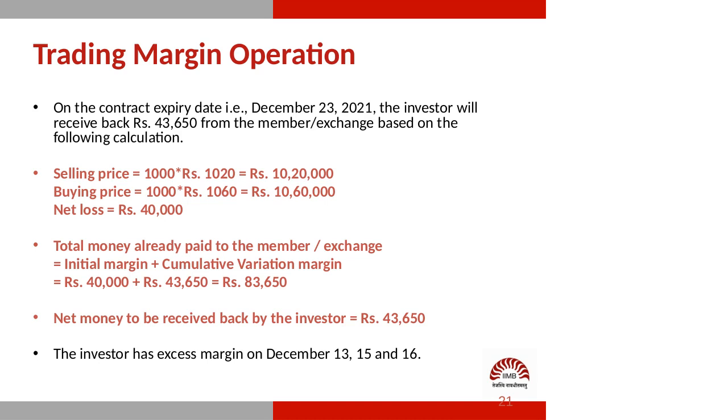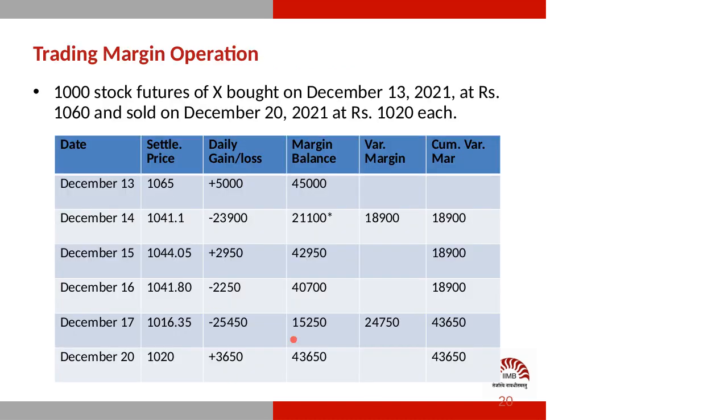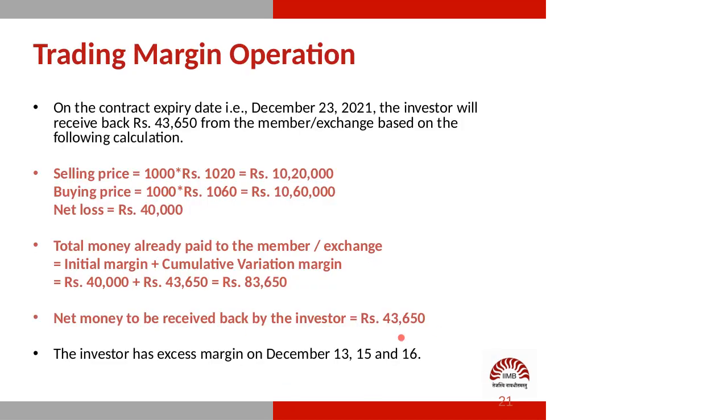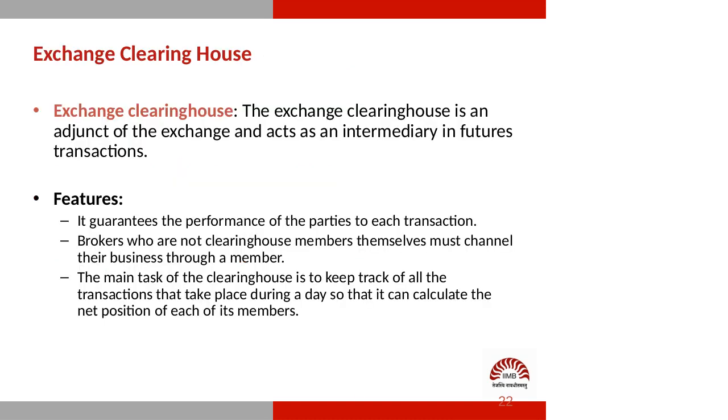So how much will you get back? $43,650. Now I did not have to do this because at the end of the day I have squared it on a daily basis. So this balance on the margin account is what I will get back. And that exactly matches up with 43,650 as the amount that you have. And that is how the margin balance account operates.